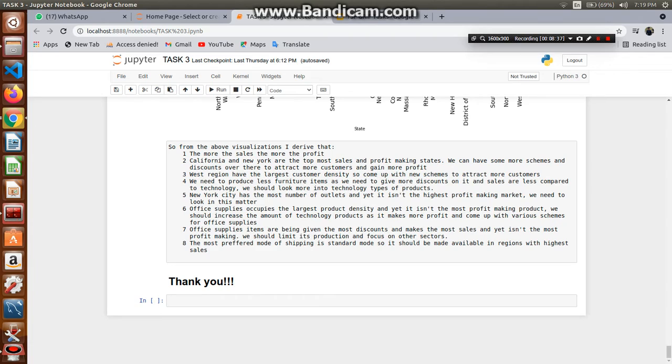The third one is that the West region has the largest customer density, so we should come up with new schemes to attract more customers and have more profit. We need to produce fewer furniture items, as we need to give more discount on it, and sales are less compared to technology. So we should look more into technological products, as they give you more profit.